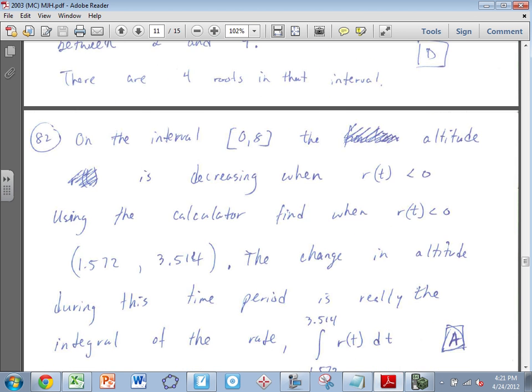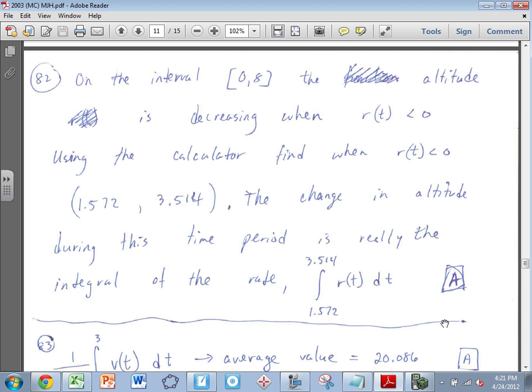Is that too complicated for you? No, it's because there's a discontinuity in the graph. That's the problem. There's a problem with the discontinuity. All right? Let's go to 82. And you just got that, right? All right, 82.